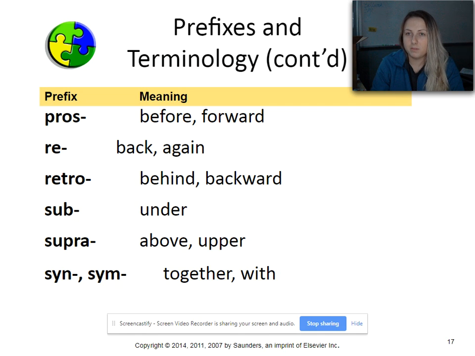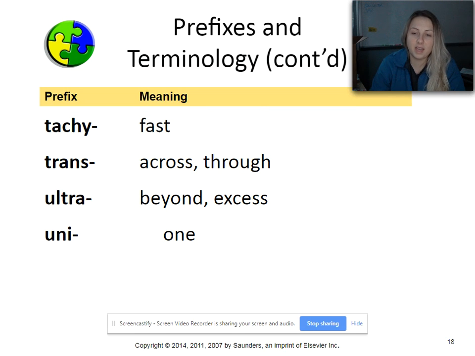Symbiosis is a mutualistic relationship where organisms work together. Tachy is fast, like tachycardia. Trans, across or through, like if you transect something, you go through it. Ultra is beyond or excess. So an ultrasound is excess sound, and it winds up creating a picture based off of that sound.